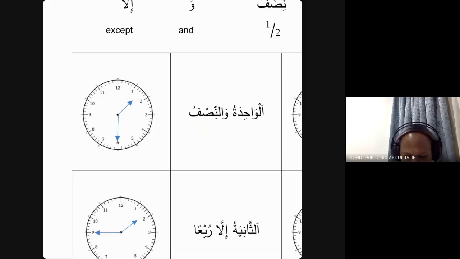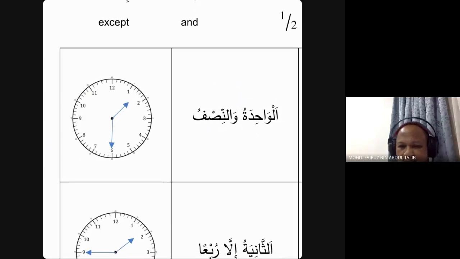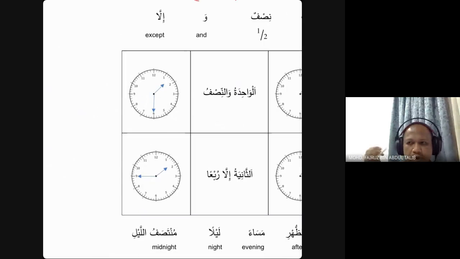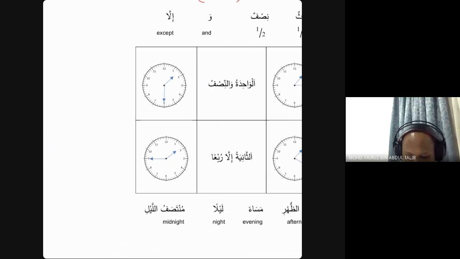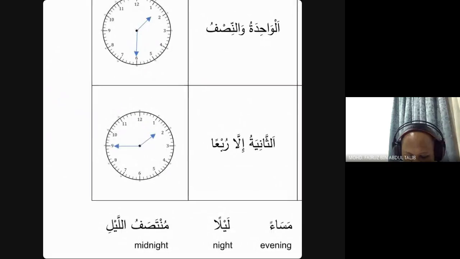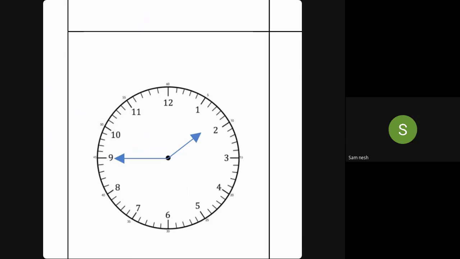So this symbol, this is where you have to join oneness. One nisfu. So that is to say 1:30. So we have 1:15, we have 1:20, we have 1:30, and the last one, if you want to say 1:45, how do we say that?